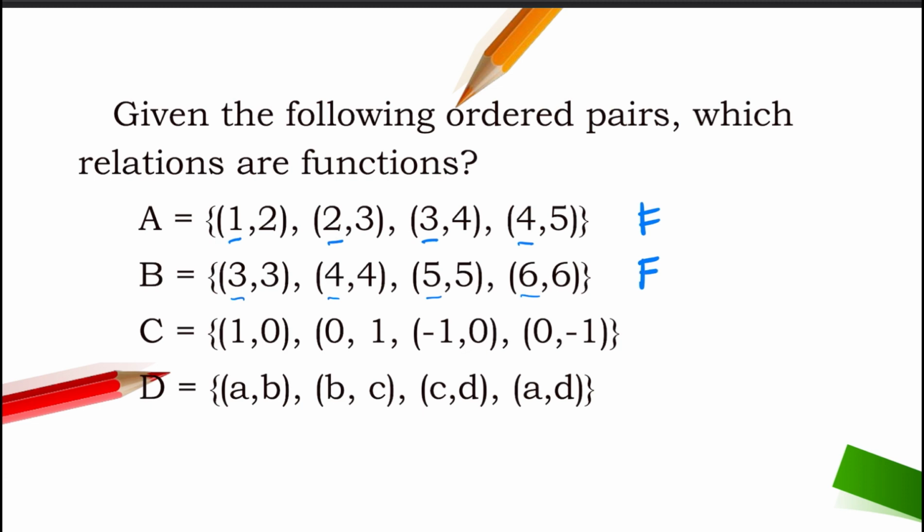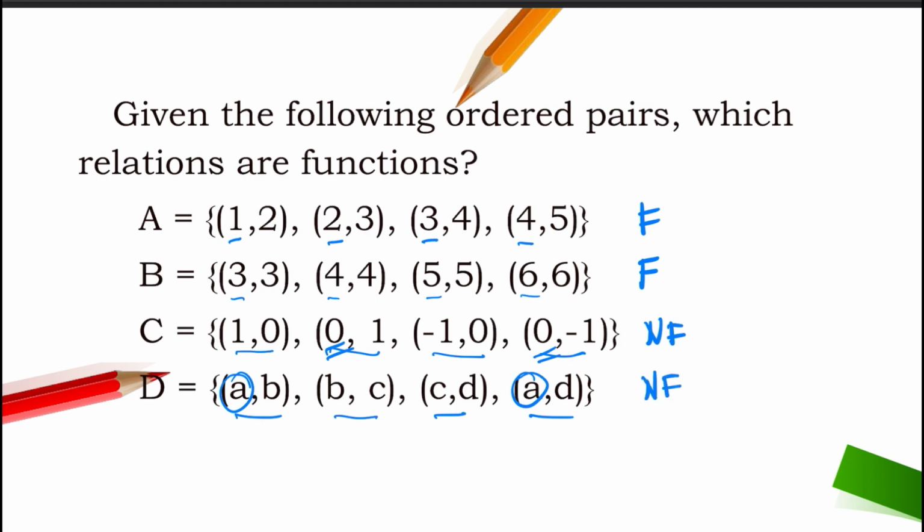Now, what about relation C? We have the ordered pairs (1, 0), (0, 1), (-1, 0), and (0, -1). As you notice, 0 is repeated. It is not unique anymore. So therefore, this relation is not a function. Now, for relation D, we have AB, BC, CD, and AD. Again, A is repeated, so it is not unique anymore. So it is not a function.